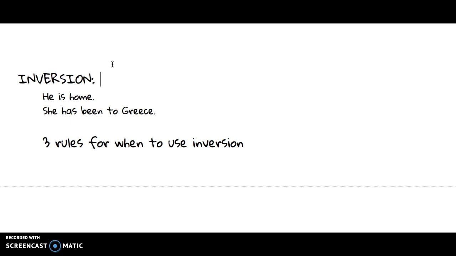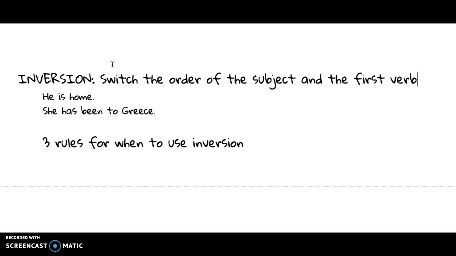So what does inversion mean? It means to switch the order of the subject and the first verb. So, in the case of "he is home," we would use inversion to make that question. So we start with a sentence and we change it to a question. Our subject is "he" and our first verb is "is." We will switch the order, and we have our question.